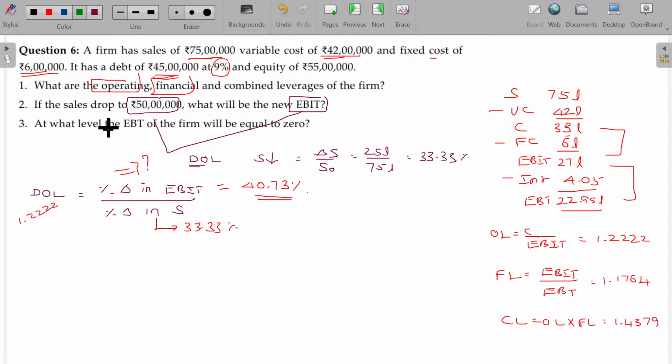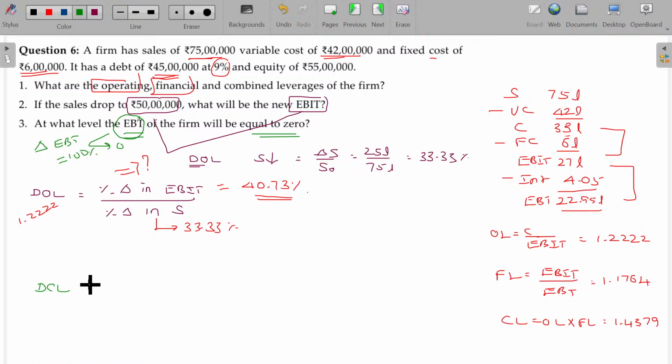Next question, at what level of sales will the EBT of the firm be equal to 0? Okay, so now you are making the EBT 0. Current EBT is 22.95. To make it 0, 100% reduction. The change here being 100%. Now, what could be the change in sales? So, it's the connection between sales and EBT. For connection between sales and EBT, what leverage will be taken? Degree of combined leverage.